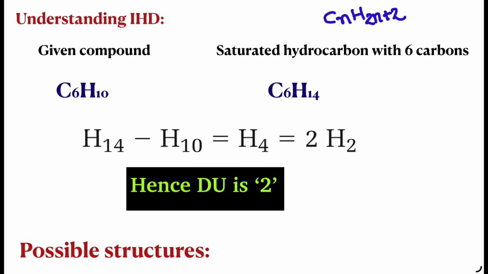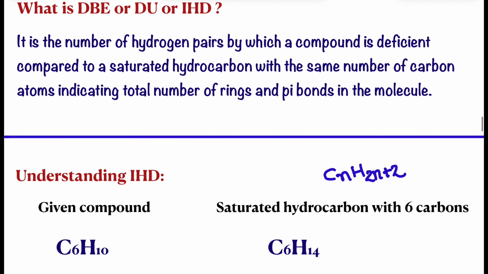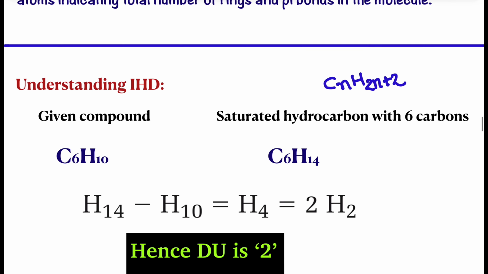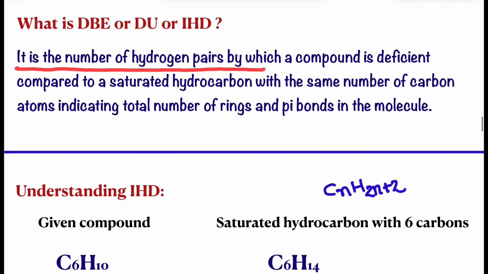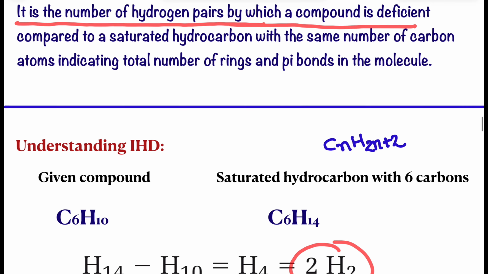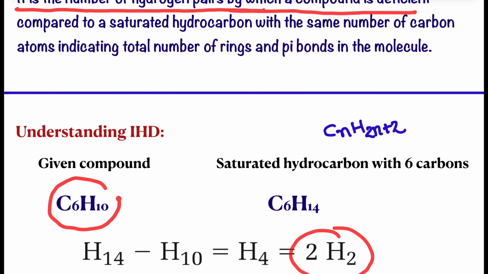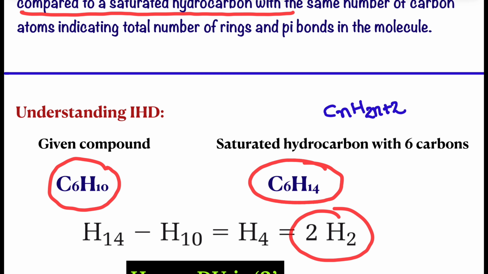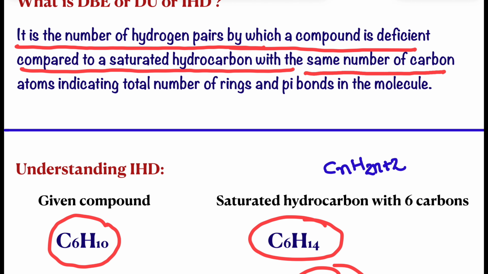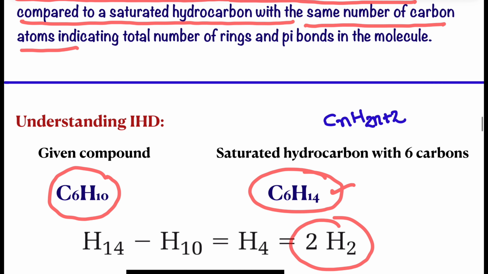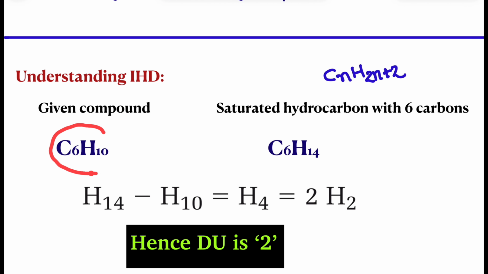Now let us convert this understanding into the definition. Degree of unsaturation is the number of hydrogen pairs by which a compound is deficient compared to a saturated hydrocarbon with the same number of carbon atoms. So the given compound is deficient of two pairs of hydrogens when compared to a saturated hydrocarbon with the same number of carbons.